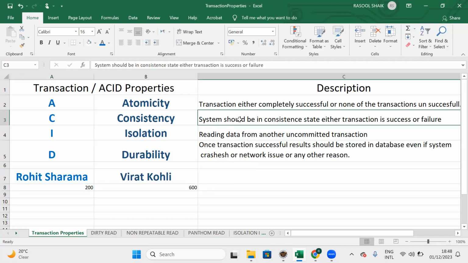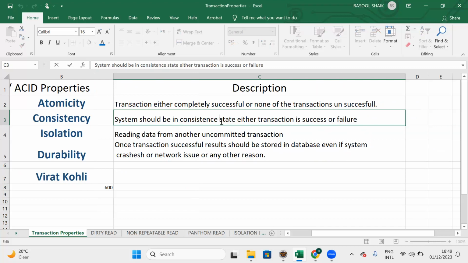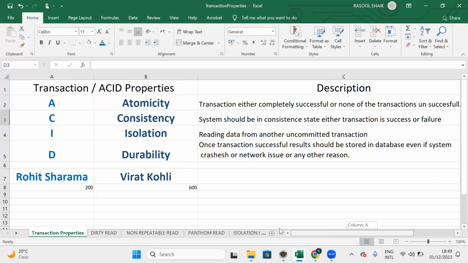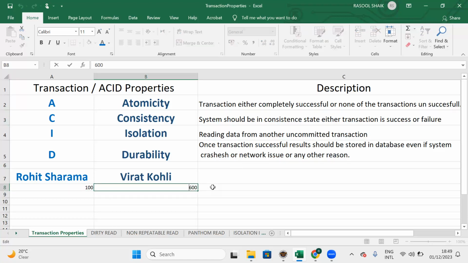This kind of concept is nothing but consistency. The system should be in a consistent state, whether the transaction is a success or a failure. That is the meaning of consistency. I hope you guys understood. Let me explain one more time. What is the meaning of consistency?